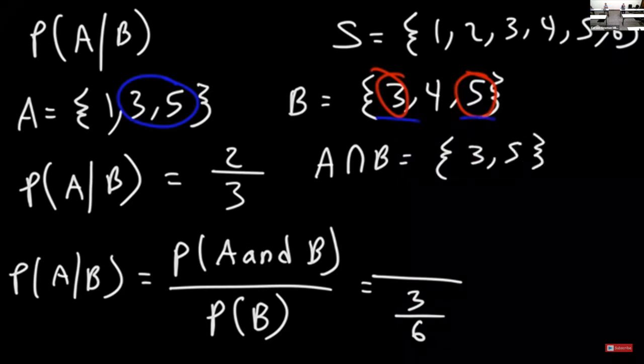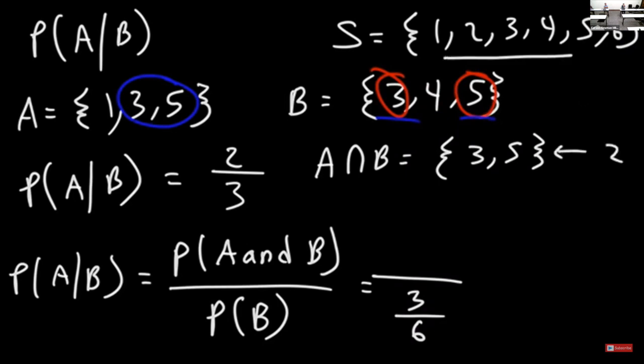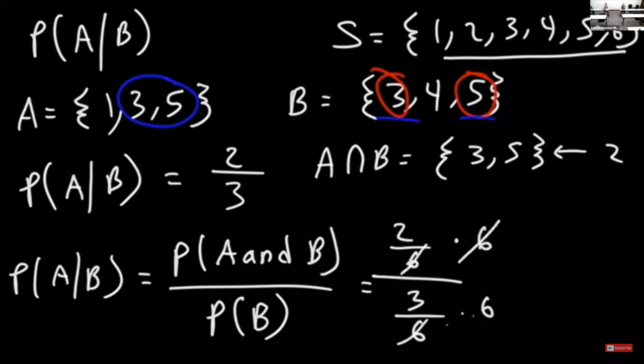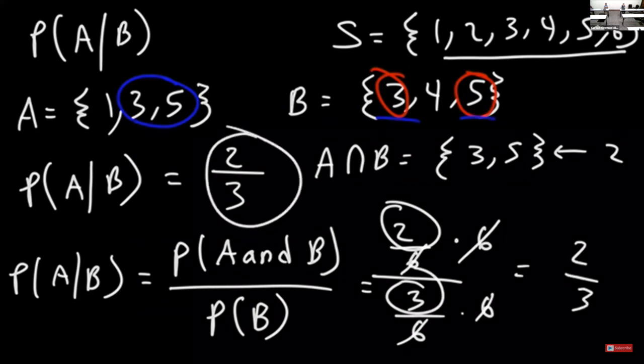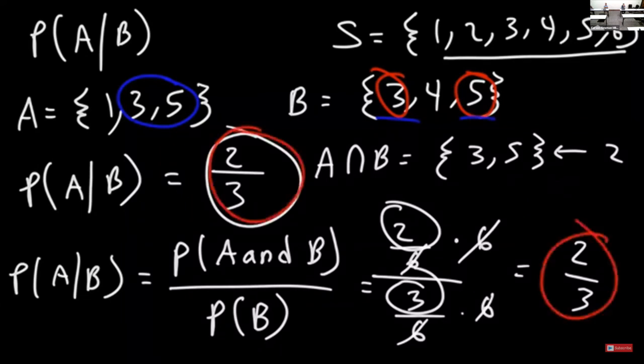So event A and B will occur if we get 2 numbers out of the 6 potential numbers that we could get. So the probability of A and B occurring is 2 over 6. Now, to simplify this complex fraction, let's multiply the top and bottom by 6, so that the number 6 will cancel. And so we're left with 2 over 3, which is the same as what we see here. So that's a simple way in which you can calculate the conditional probability of an event occurring.